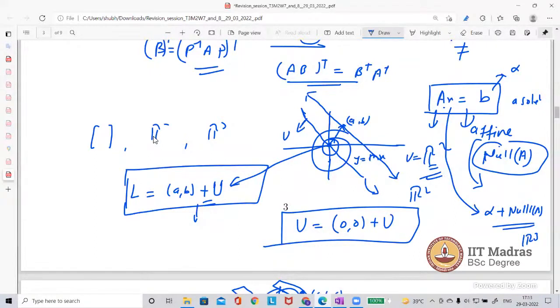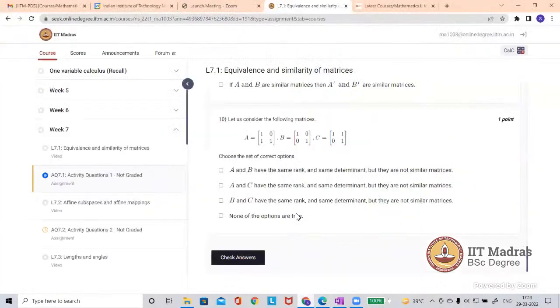You will see that when you solve questions on the mock, there is a question on this concept, on this affine subspace. So if you want to know this, just see this video.